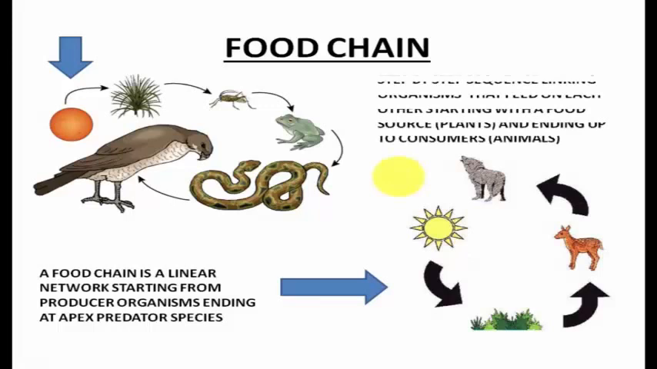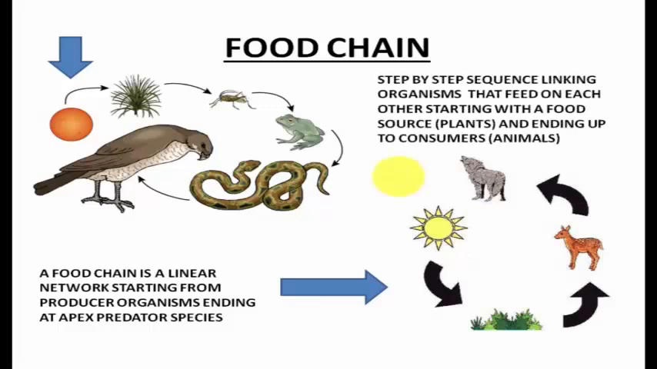known as food chain. We can also define food chain as a step-by-step sequence linking organisms that feed on each other, starting with a food source, which is the plant, and ending up with the consumers, which is the animal. Ultimately, the animal becomes a consumer. So this becomes a food chain because the food is getting transferred from one stage on to the other stage, on to the third stage, and so on. That's why it's called a food chain.